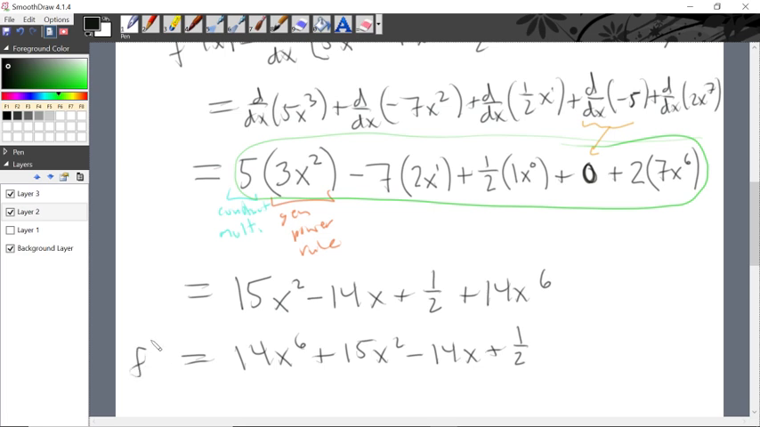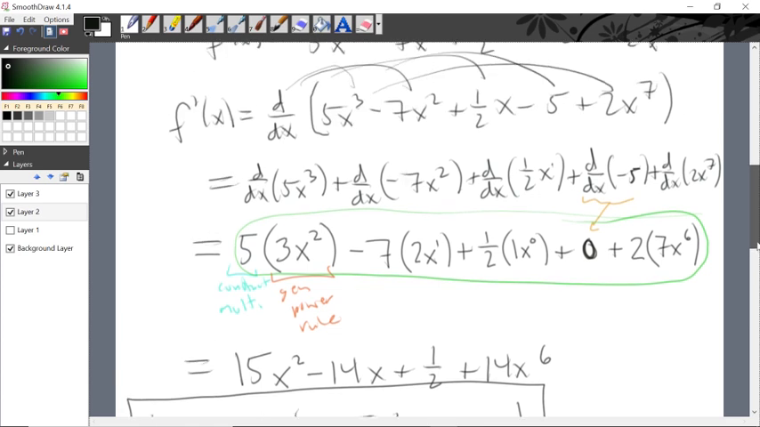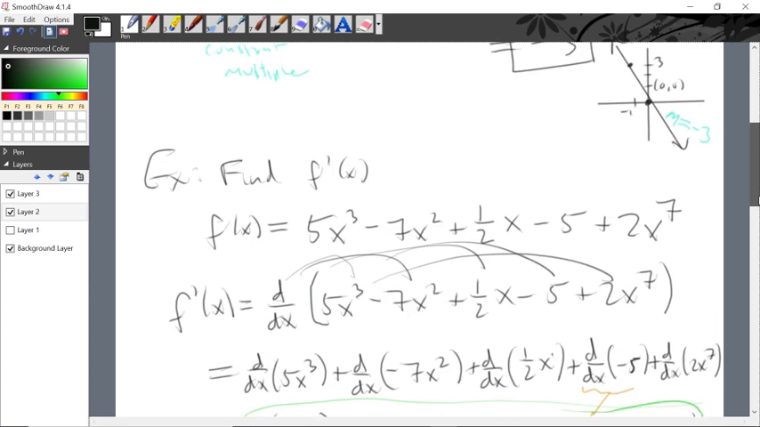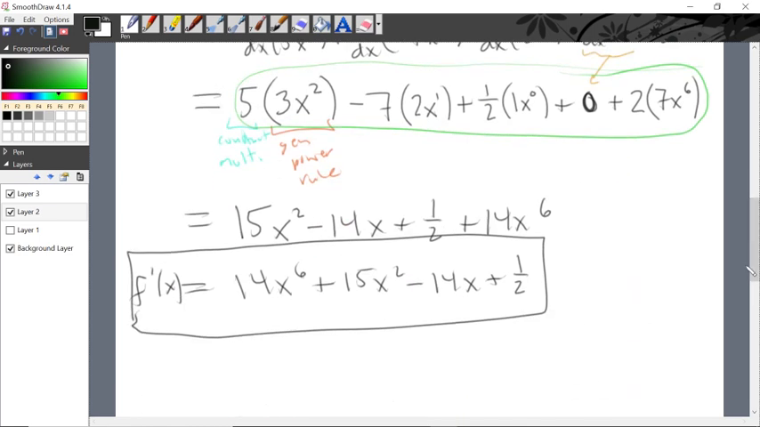And what did we find? We just found the derivative. And we did so by using the general power rule and the constant multiple rule, as well as the derivative of a sum and the derivative of a difference. That is, we distributed the differential operator. We applied all those rules so that we were able to completely avoid taking a limit.